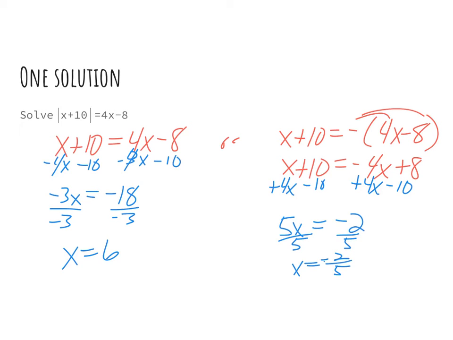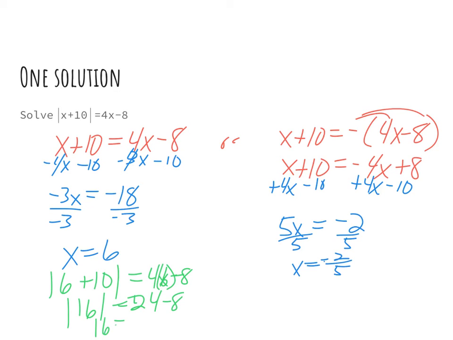So I've got two answers, but at the top it says there's only one solution. The reason for that is if I were to plug both of these numbers back in, they might not both work. So if I plug 6 in, the absolute value of 6 plus 10 equals 4x minus 8. 6 plus 10 is 16. Oh, I'm sorry, 4 times 6 minus 8. 4 times 6 is 24. The absolute value of 16 is 16. 24 minus 8 is 16. That one works. So this is a solution.